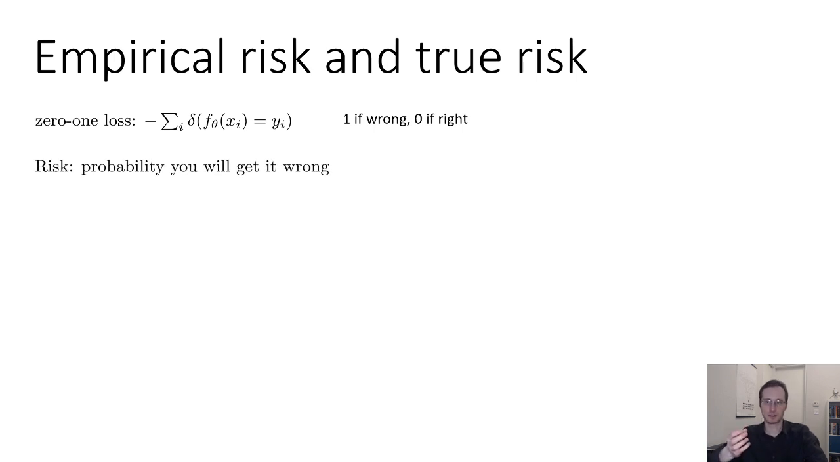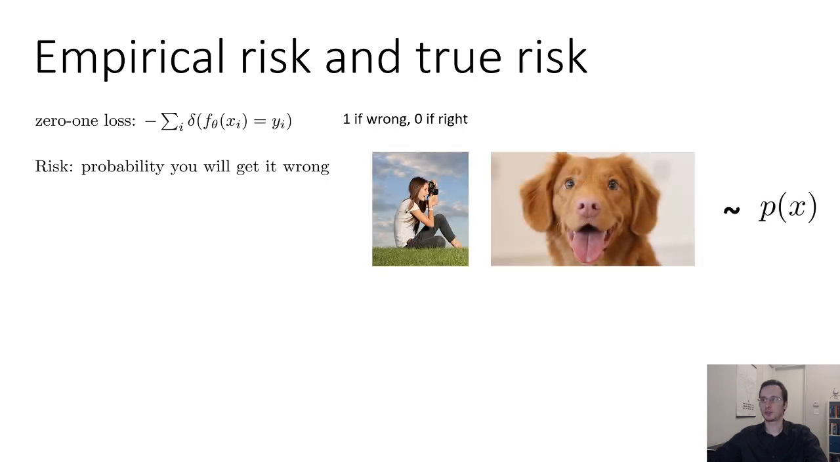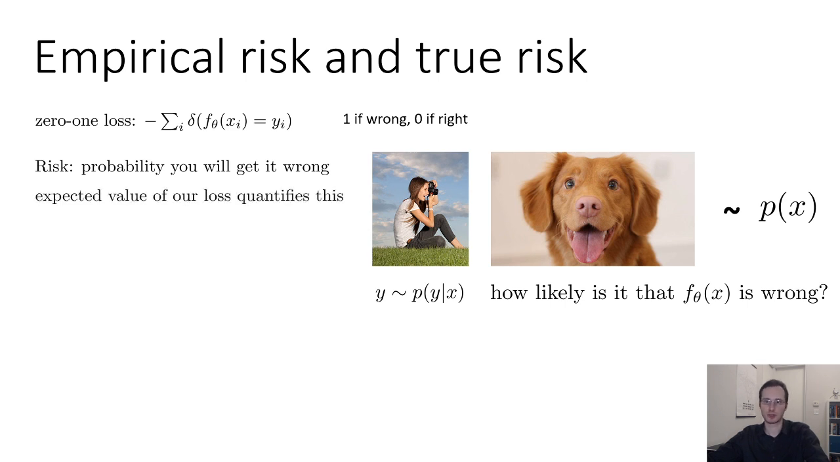You can think of risk as the probability that you will get it wrong, right? Think back to our generative process. Someone takes a picture, it's a randomly sampled picture from the distribution of pictures, it has a label sampled from the true distribution of labels given that picture. What's the probability that you'll get it right or wrong? Well, the probability that you'll get it wrong is just the expected value of the 0, 1 loss. So how likely is it that f theta of x is wrong? It's just the expected value of 0, 1 loss, right? So you can call this the risk that you will get the wrong answer.